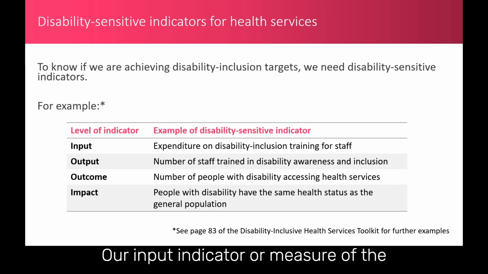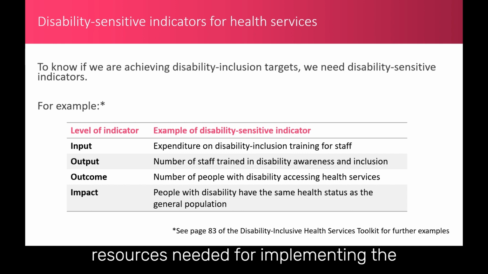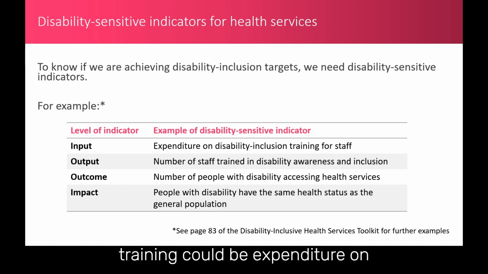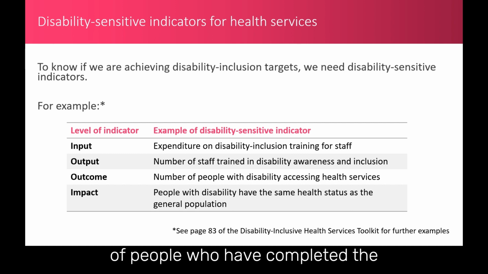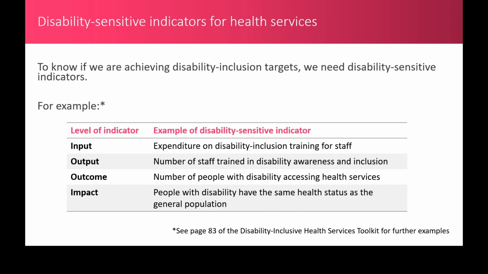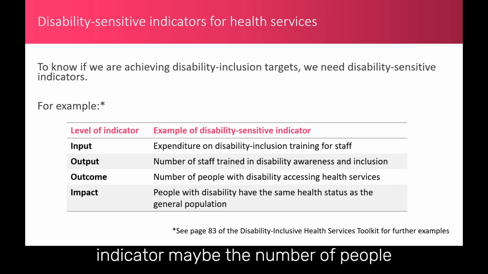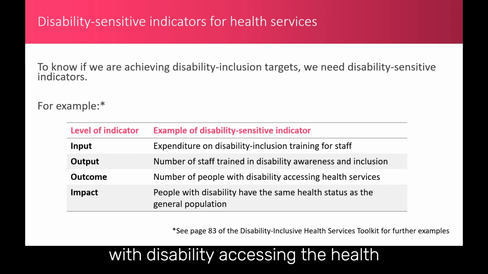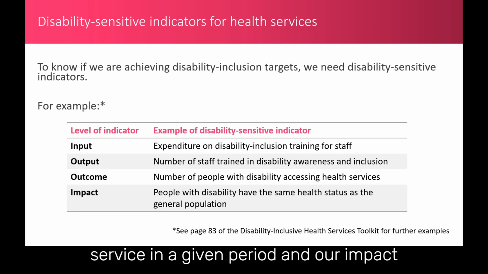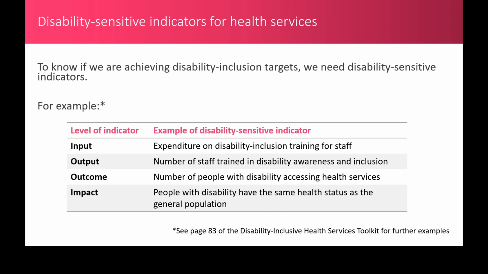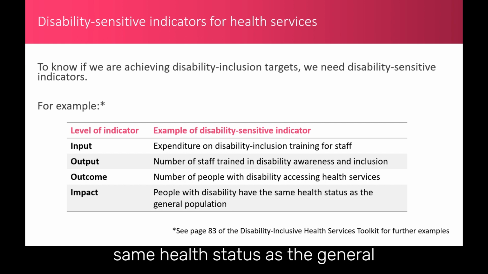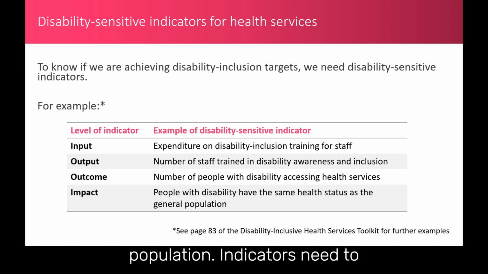Our input indicator or measure of the resources needed for implementing the training could be expenditure on training materials and facilitators. Our output indicator may be the number of people who have completed the training. Our outcome indicator may be the number of people with disability accessing the health service in a given period. And our impact indicator, which we hope to ultimately achieve over the longer term, may be that people with disability have the same health status as the general population.